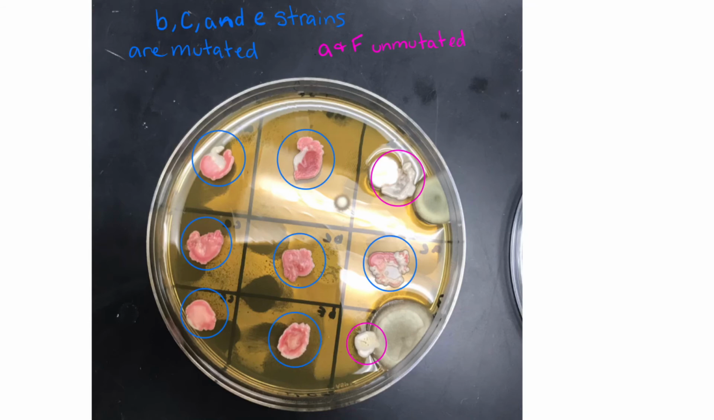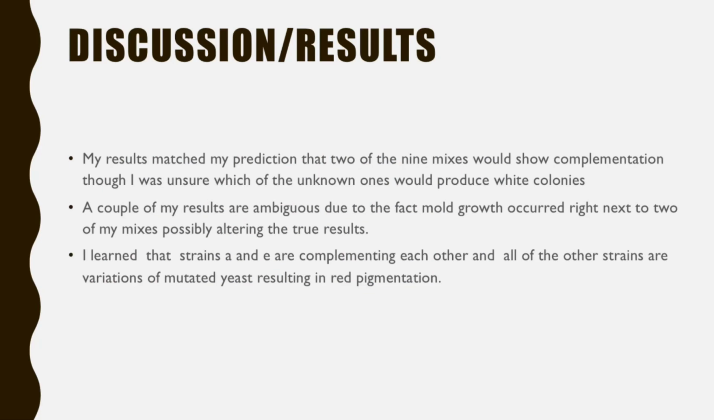Here you can see any mix containing mutated yeast are B, C, and E strands, all circled in blue, while the unmutated strands were A and F, all circled in pink. The results I got from my yeast complementation test matched my prediction that only 2 mixes would show complementation, since when mixing A and F, both yeast cultures were white.